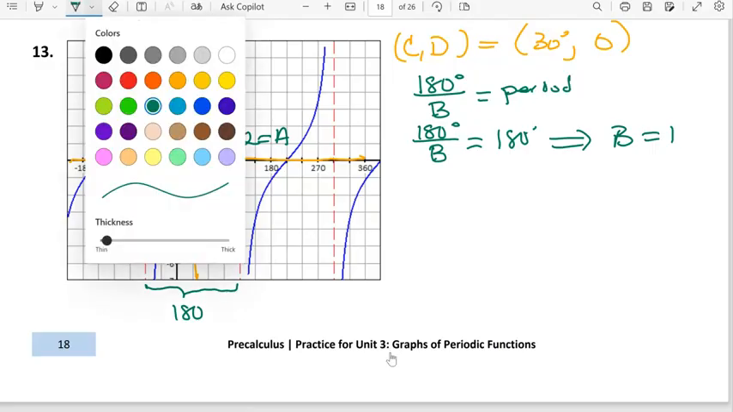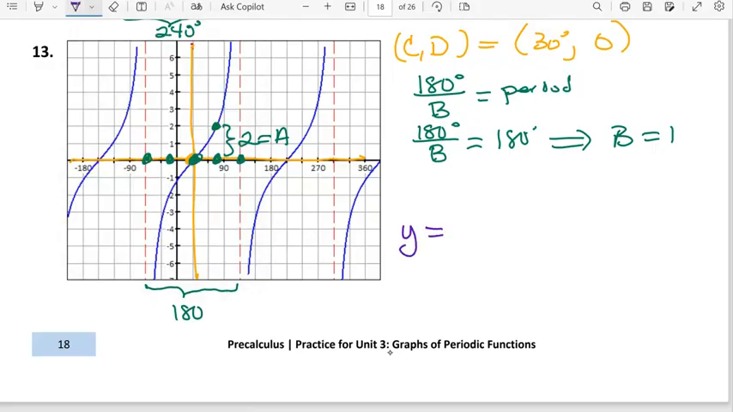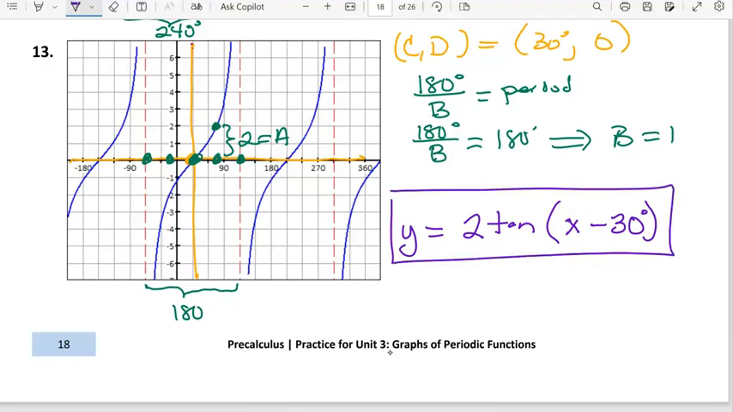So our equation then is y is equal to the a value, which is 2, times the tangent of, and since our b value is 1, we don't need to have an explicit coefficient on x, but inside the parentheses, x minus the phase shift, and then +0 on the outside, so we don't need to actually write the +0.